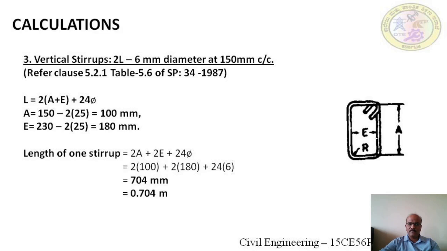Hence, the length of one stirrup will be equal to 2A plus 2E plus 24 pi. 2 into 100 plus 2 into 180 plus 2 into 24 into 6, that is the diameter of bar, for hook allowance. 24 pi is for the hook allowance. It comes out around 704 mm, and when you convert it to meter, it will be 0.704 meter.